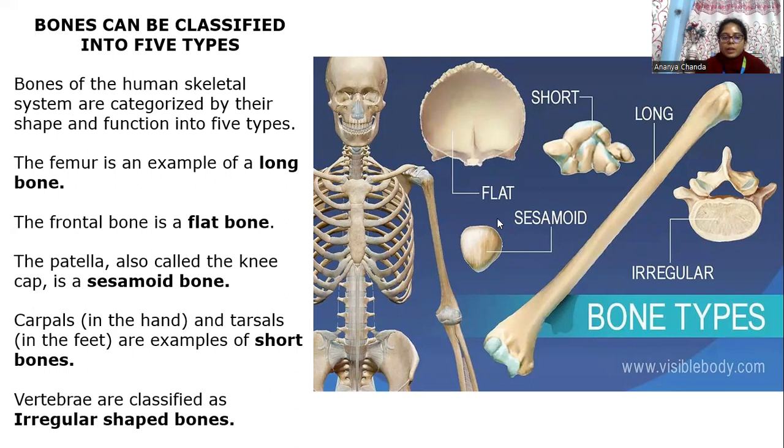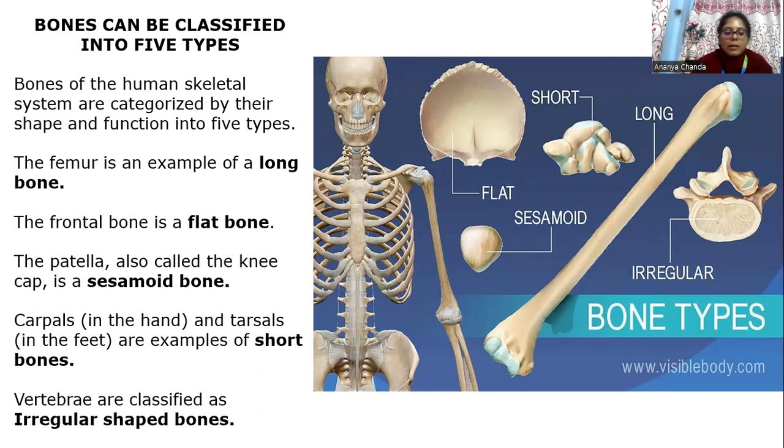Then comes the sesamoid bone. This is the knee bone or the kneecap, which is also known as patella. So this patella is actually situated where? In between the femur and the tibia and fibula. So it is a knee bone or the kneecap, which is in the shape of a sesame seed. So why is it known as sesamoid? As it retains the shape of a sesame seed.